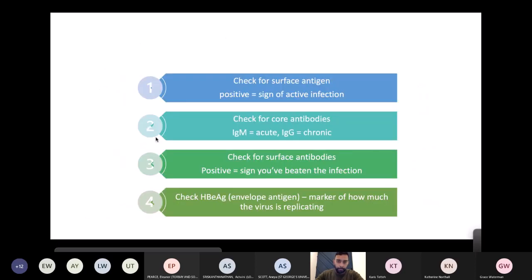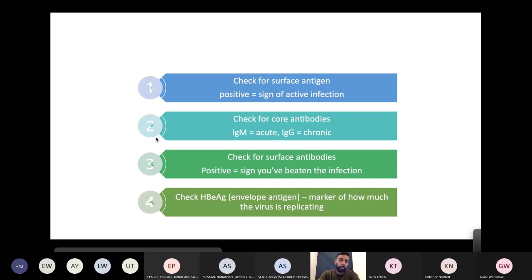So thinking about this, you would check for surface antigen. If it's positive, they're infected. You can check then for core antibodies. And if it's IgM, you think it's an acute infection. If it's IgG, it's a chronic infection. You can then check for your surface antibodies. So if it's positive, it's signs that you've either beaten or launched a successful immune attack.